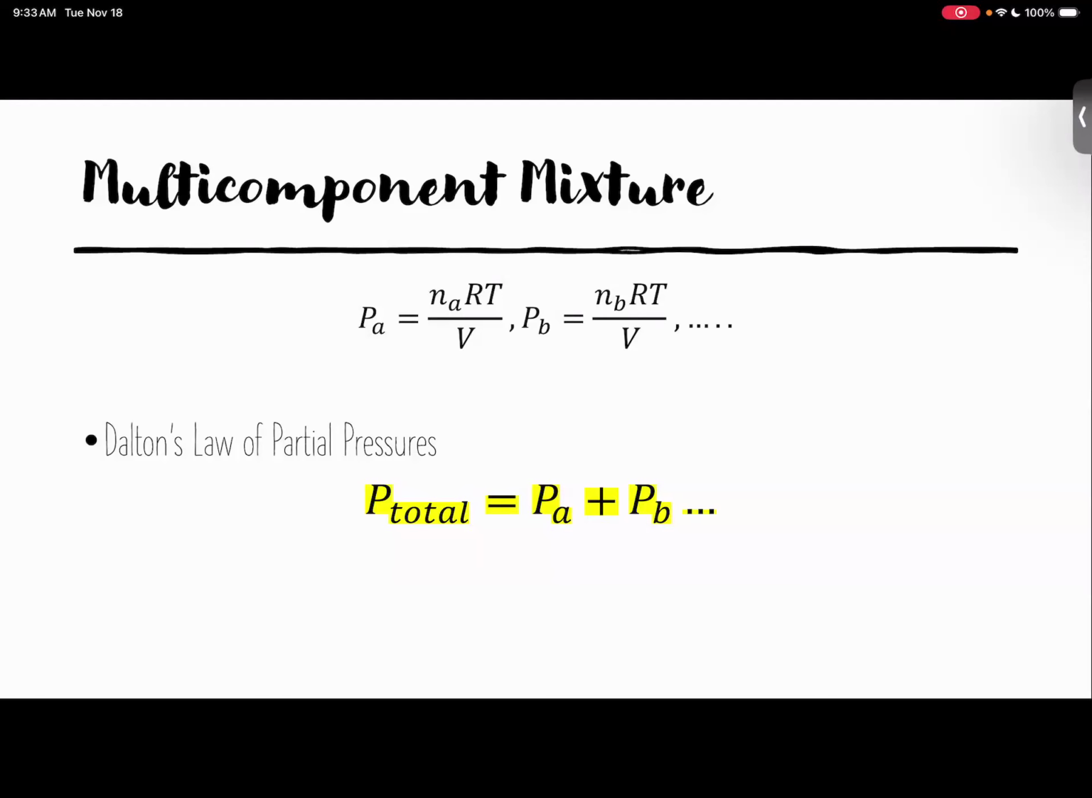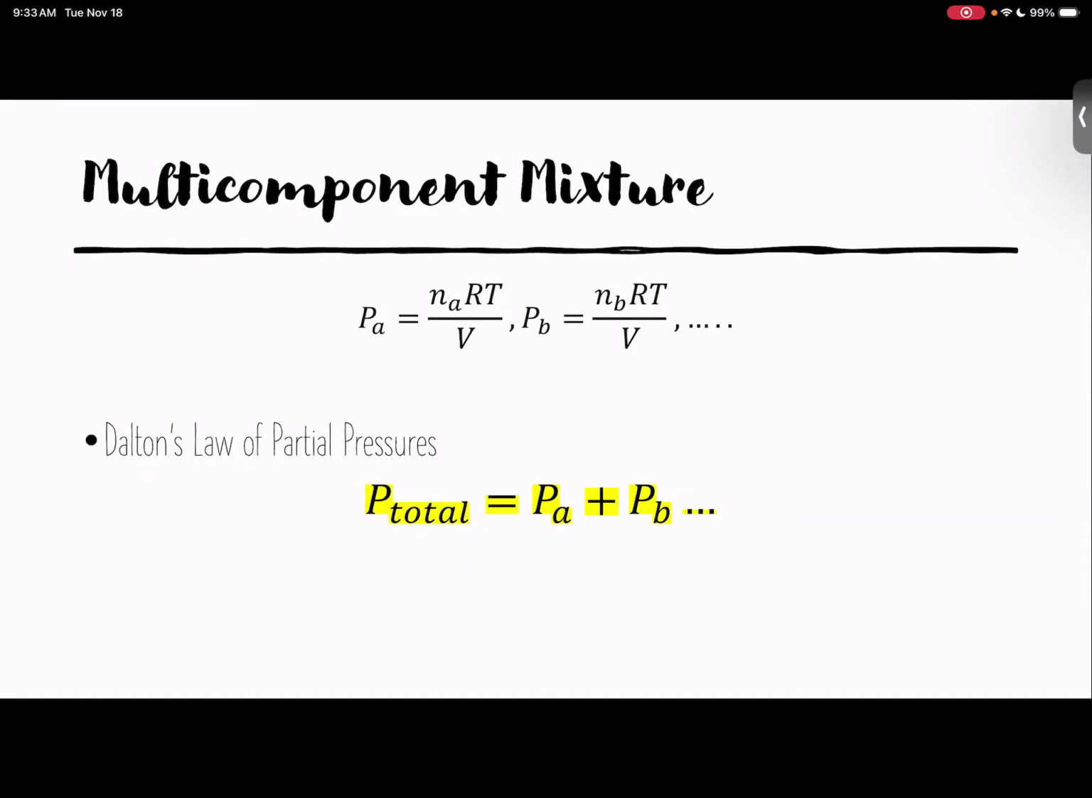Now we can take and rearrange the ideal gas law and solve for the partial pressure of each gas. We can say, okay, the pressure of gas A would therefore be equal to the moles of gas A times RT over the volume. The pressure of gas B would be equal to the moles of gas B RT over the volume, and so on and so forth.